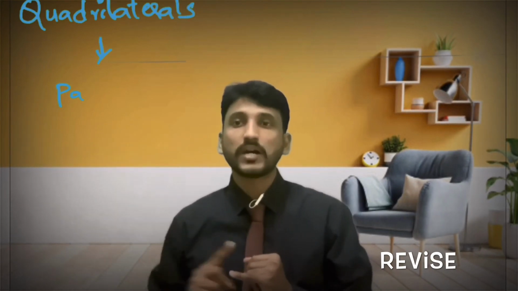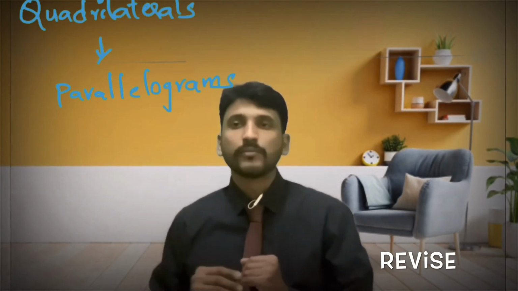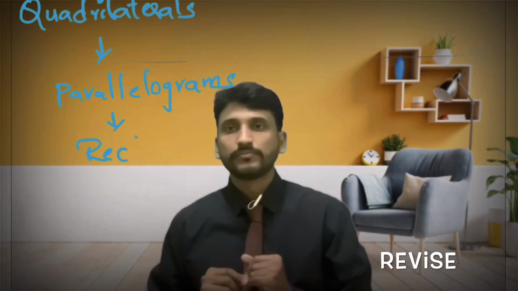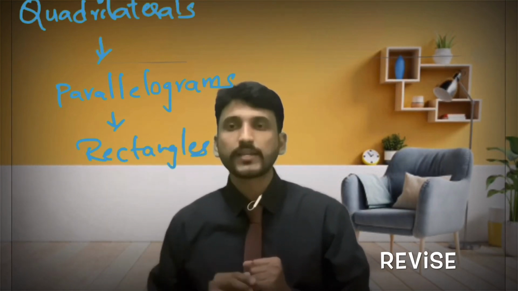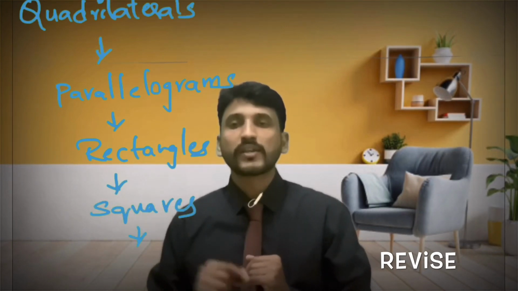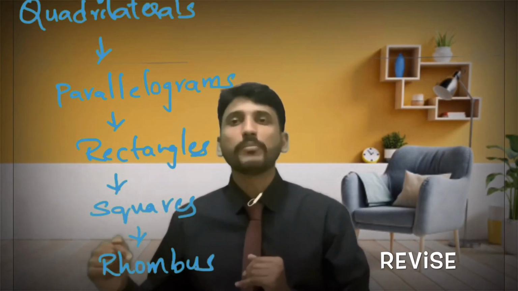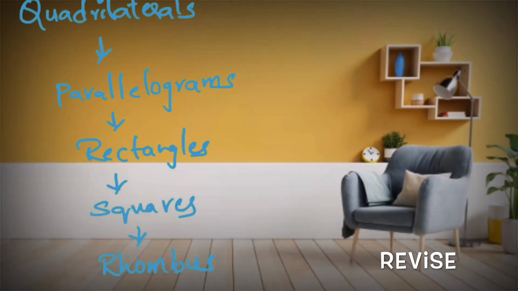So, now what did we learn? Let's memorize it again. 1. Quadrilaterals are the basic four-sided shapes. 2. Parallelograms are the four-sided shapes or the quadrilaterals in which the opposite sides are parallel and equal and the opposite angles are equal. 3. Rectangles are parallelograms in which each of the angles is 90 degrees. 4. Squares are rectangles in which all the sides are equal. 5. Rhombuses are parallelograms in which all the sides are equal and only the opposite angles are equal.